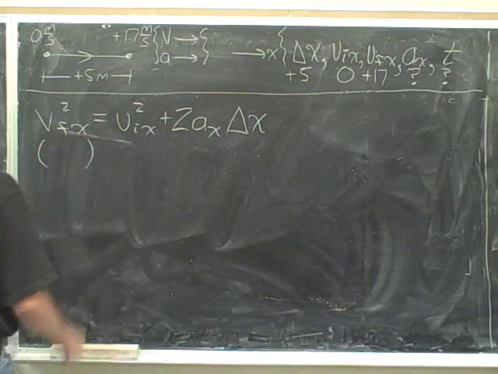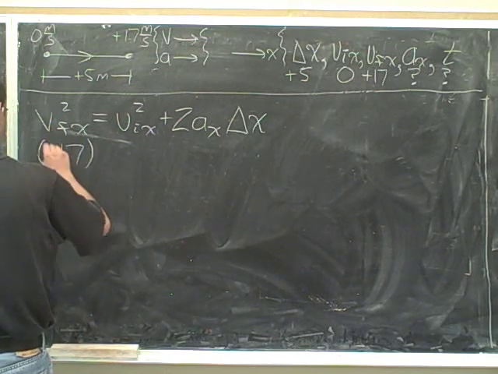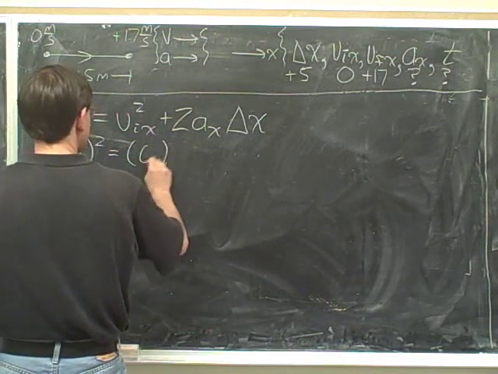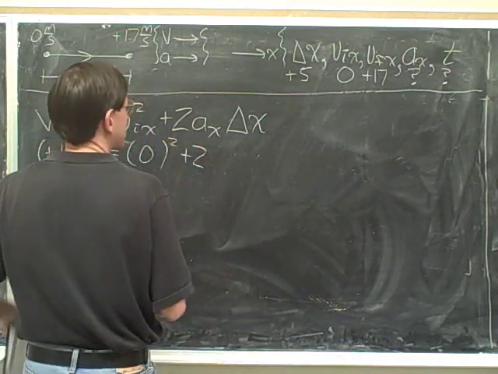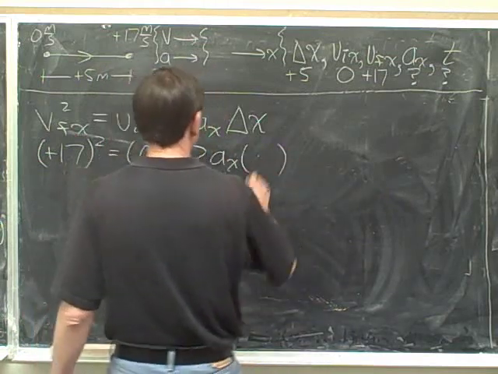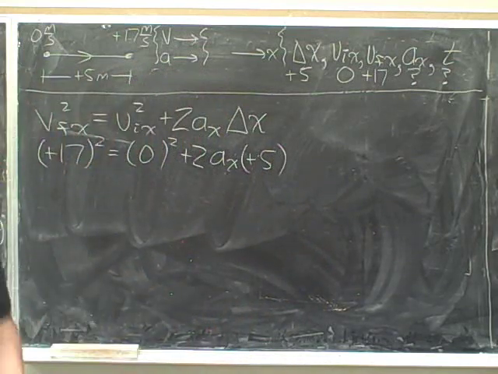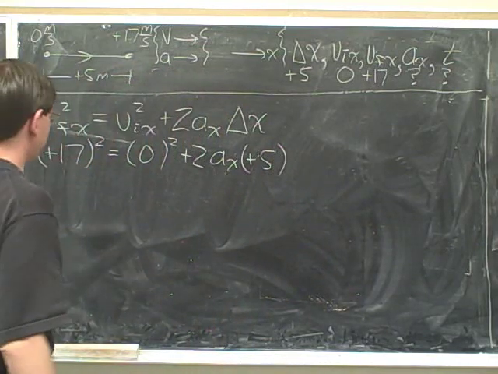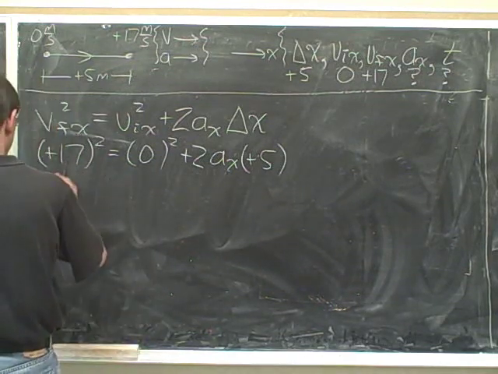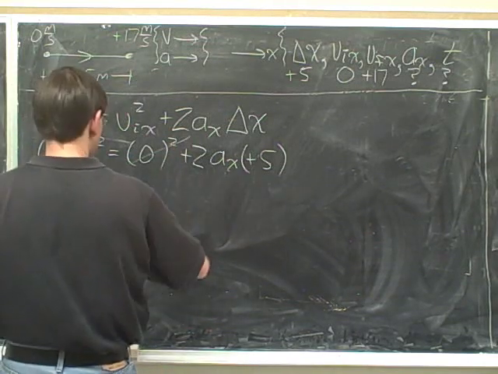We'll use parentheses to help us plug in and separate the signs. The final velocity is not 17. It's positive 17. The initial velocity is 0. The acceleration we don't know. The displacement is not 5. The displacement is positive 5. Now we can get out our calculator to help us here. 17 squared, that's 289. This 0 is going to drop out. 2 times 5 is 10.